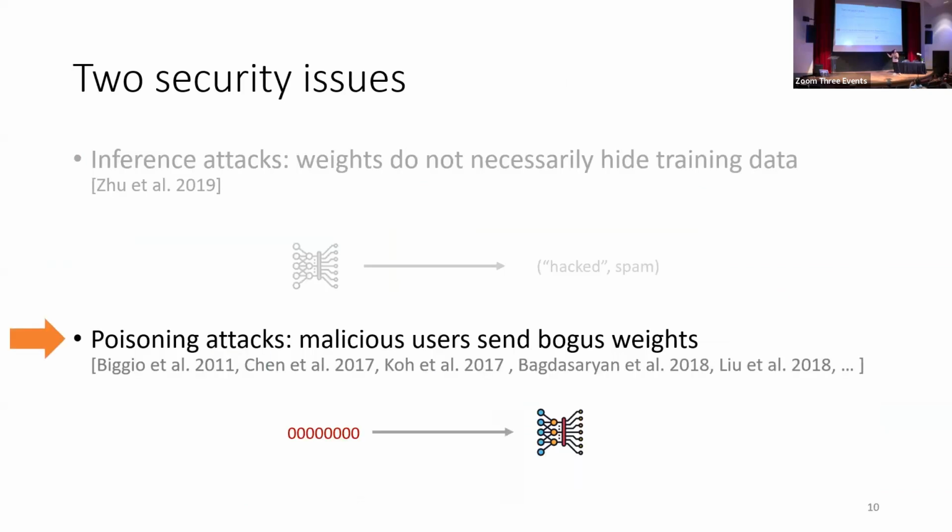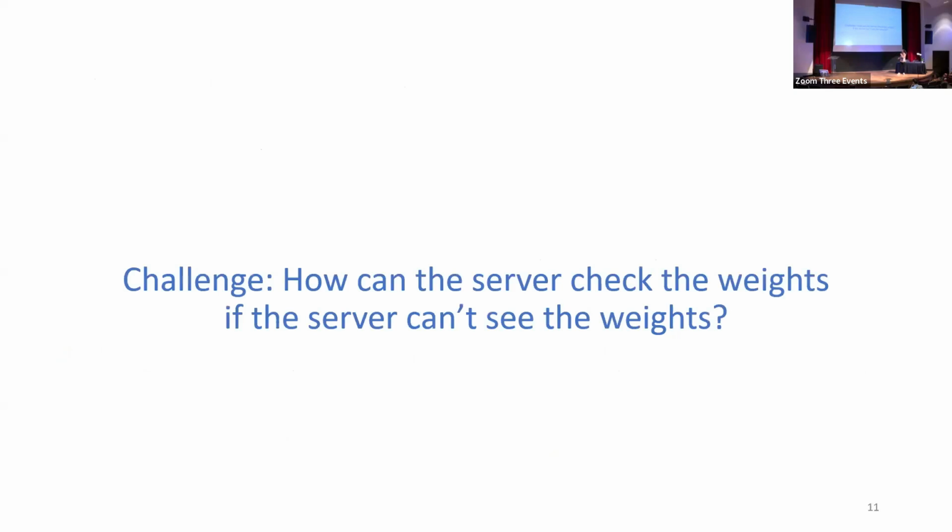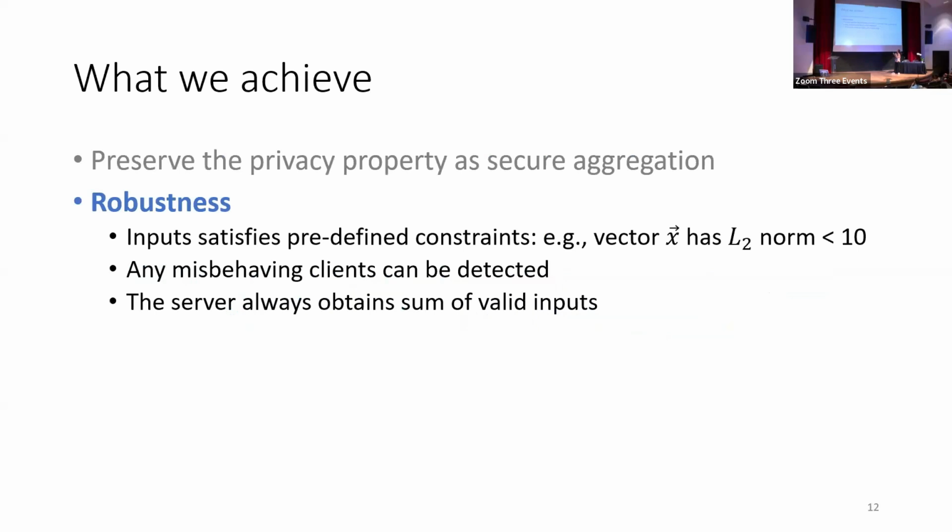But in this talk, I want to focus on the second issue. It's not that it's not important, it's that it's actually challenging to solve. The challenge is the tension between privacy and verifiability. In secure aggregation, the server cannot know the individual weights from the clients. So how can the server check the weights if it cannot see them?